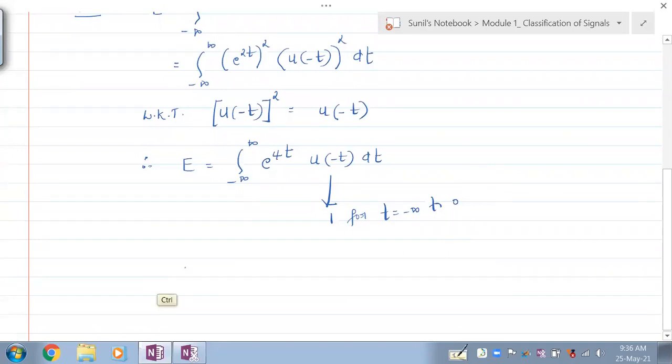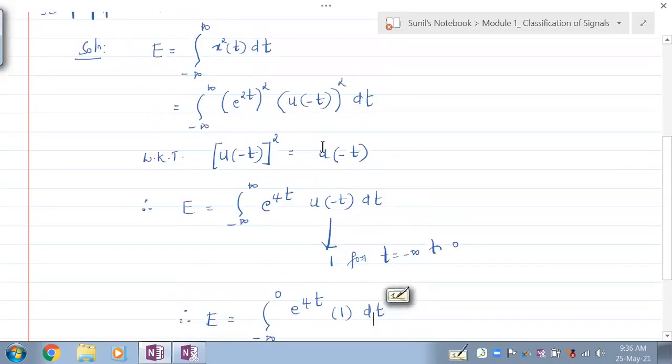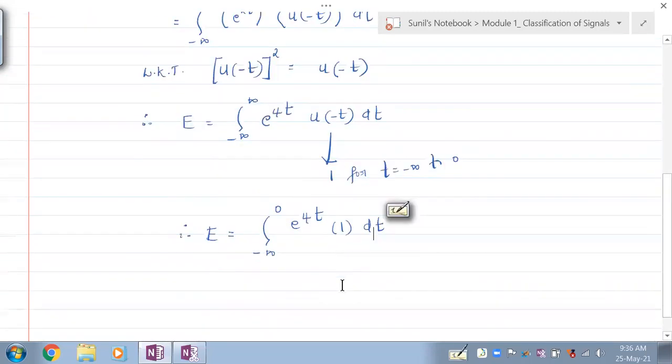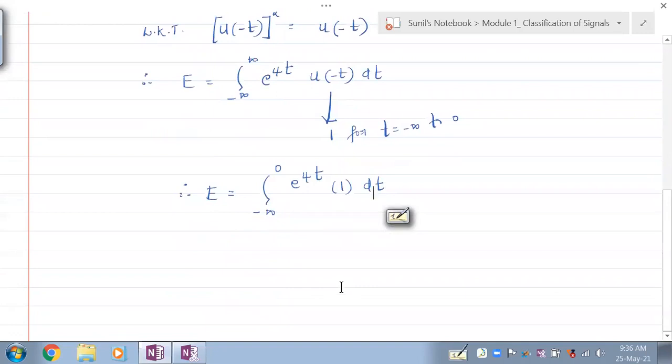So our energy E would now be the integral from minus infinity to 0 of e power 4t, and in place of u of t, you just have 1. It is just this. We are able to reduce this to this particular equation because we know u of minus t squared is u of minus t, and u of minus t is 1 for t ranging from minus infinity to 0. Everybody's okay with that? Simple stuff, but every signal that we have used, you need to know them well.